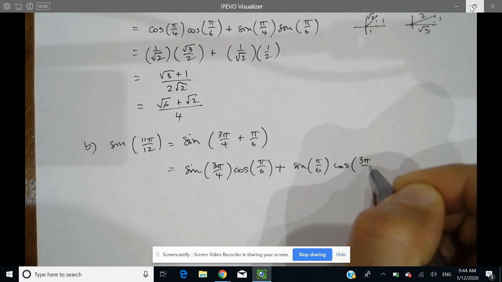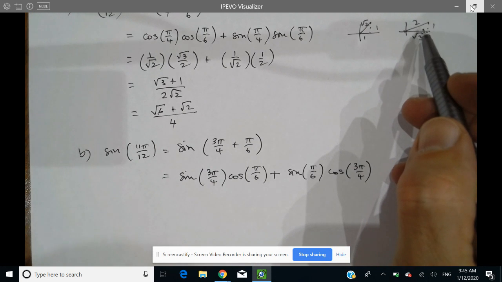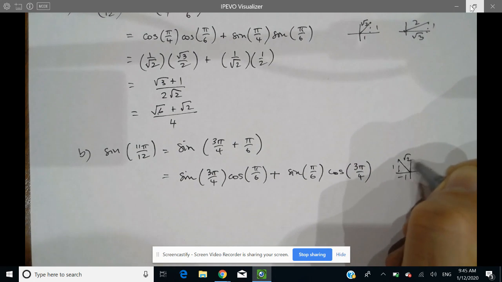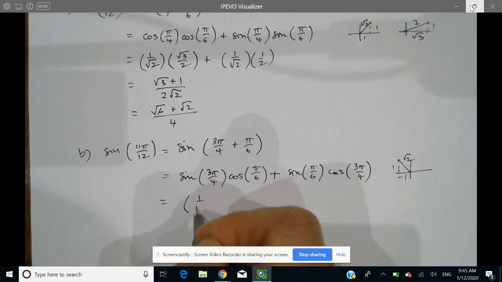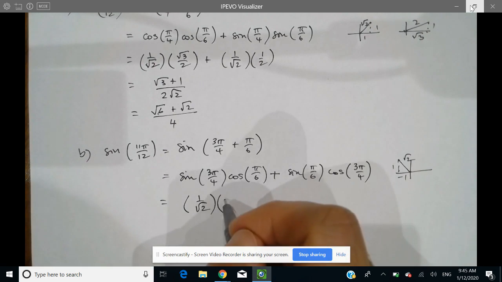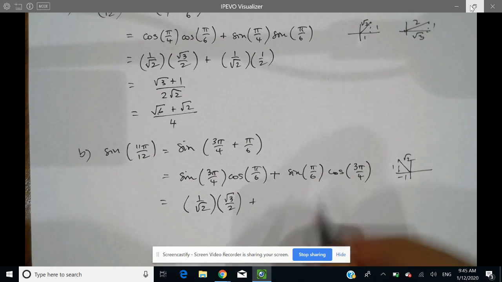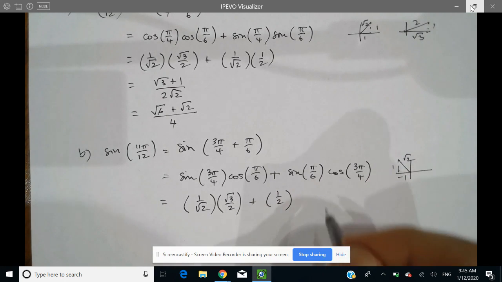Now I already have my diagram for pi over 6 since I used that before. I can draw my little diagram for 3 pi over 4, and that's going to be negative 1, 1, root 2. Now let's calculate this. So sine of 3 pi over 4 is just going to be 1 over root 2. Cos of pi over 6, again we had that before, root 3 over 2. And this is going to be plus sine of pi over 6, which is just 1 over 2. And then cos of 3 pi over 4 is going to be negative 1 over root 2.